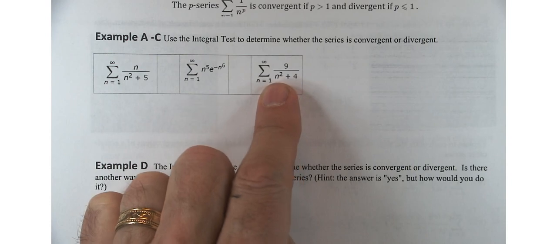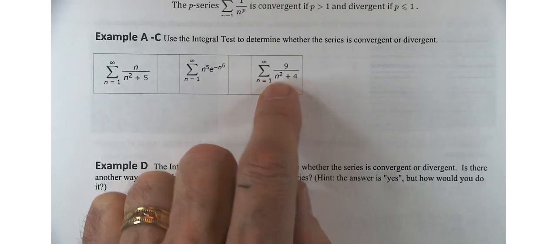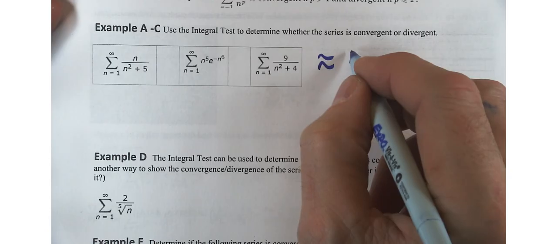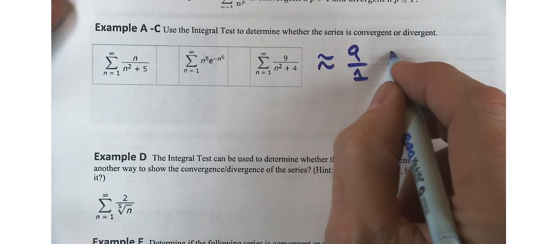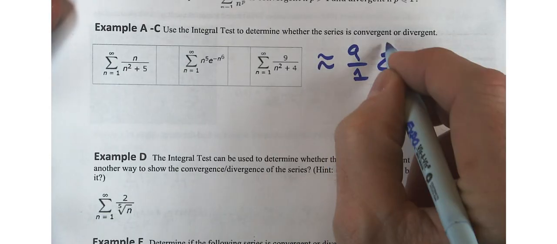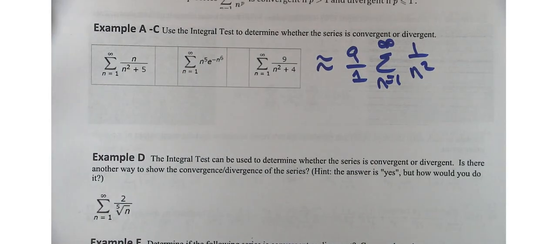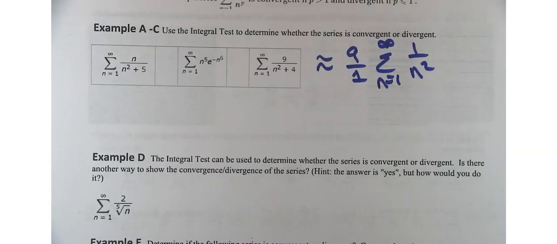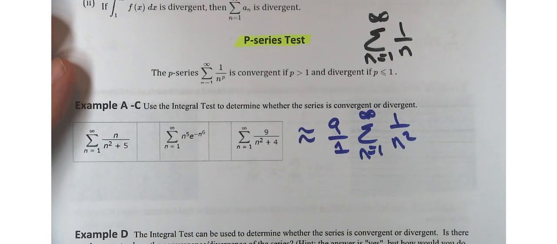What about the n squared plus 4? Is that plus 4 going to do a whole lot for large values of n? So this is approximately the same as 9 times the sum from n equals 1 to infinity of 1 over n squared, right? What do you know about 1 over n squared? 1 over n times 1 over n, good. But is there anything else that might be relevant from something that we've just covered?